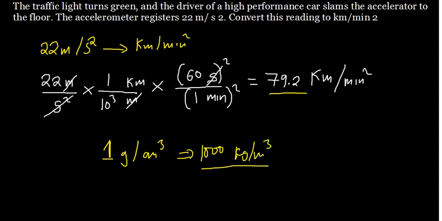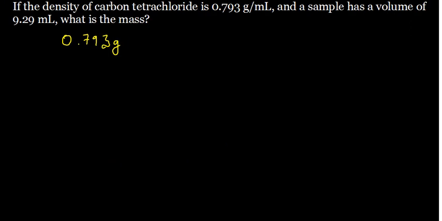So you see, the kgs and the meters cubed are bigger, but they've got 1000. The gram and centimeters cubed are smaller, but it's 1. So here we've been given the density of carbon tetrachloride as 0.793 grams per milliliter. Now a sample has got a volume of 9.29. What is the mass? We know the formula for density. Density is mass over volume.